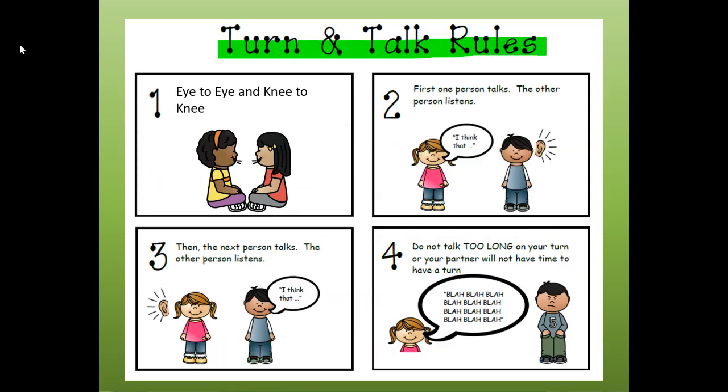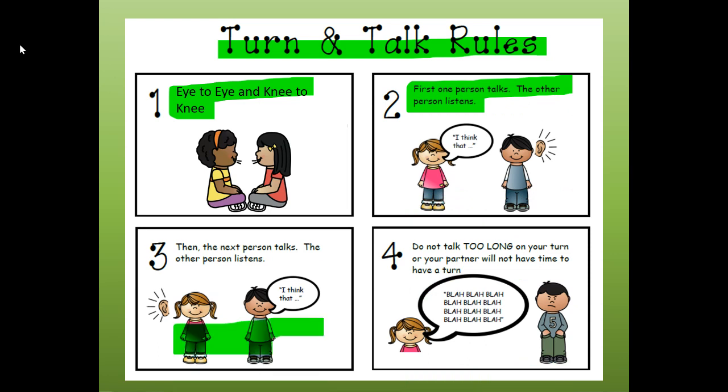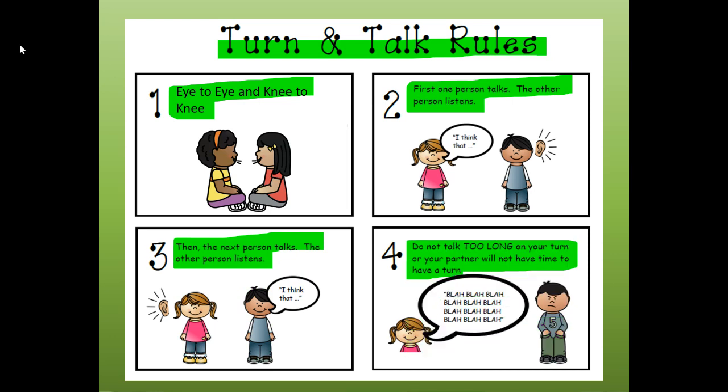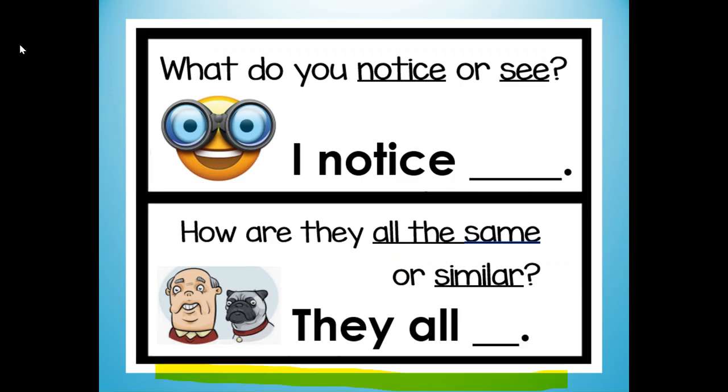Turn and talk rules. If you have a partner at home, number one, eye to eye, knee to knee, make sure you are looking and facing the speaker. Number two, first one person talks, the other person listens. Three, then the next person talks, the other person listens. Four, do not talk too long on your turn, or your partner will not have time to have a turn.